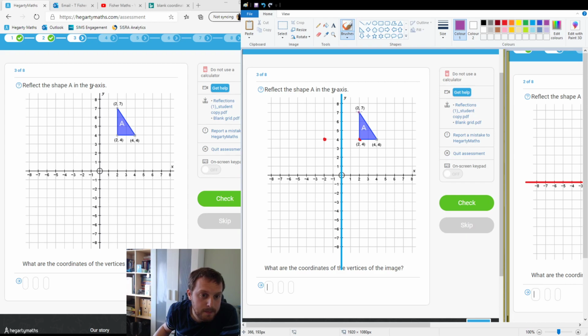Let's look at this one here. 2 to the right and 7 up. Now it will be 2 to the left and 7 up.